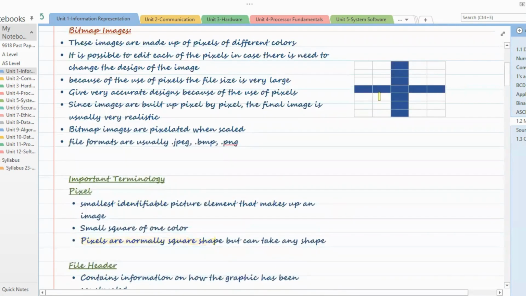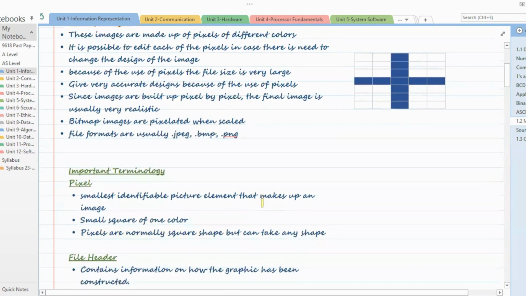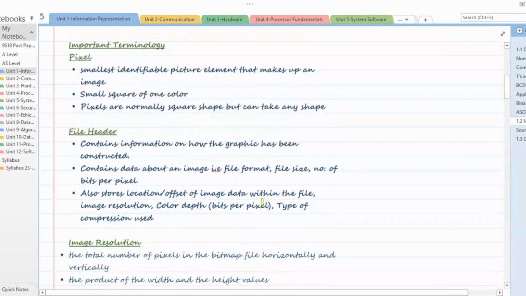Like in this image, if you look here, I have created a plus sign using pixels, and this is done using Excel. In Excel, each cell is colored to create this image of a plus sign, right? This is a bitmap image.